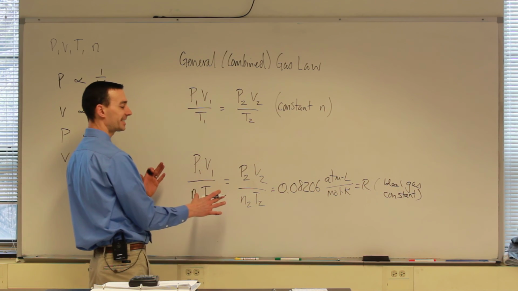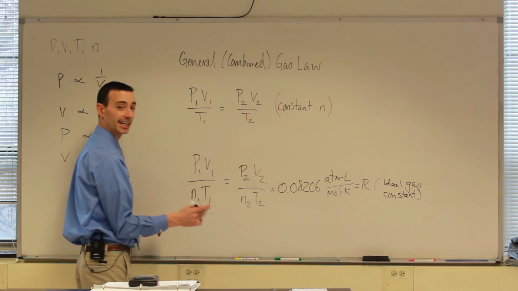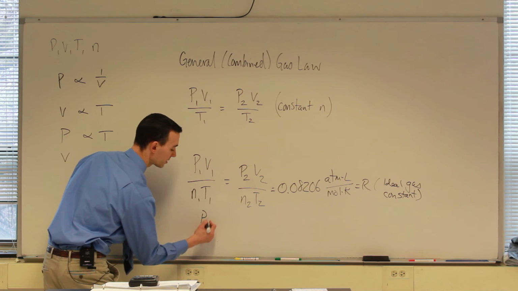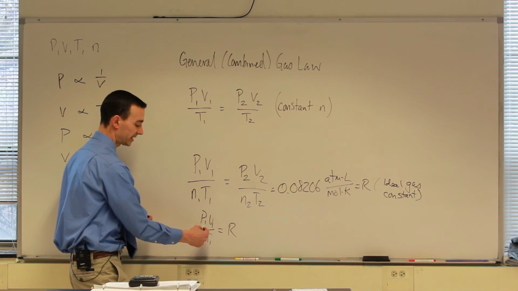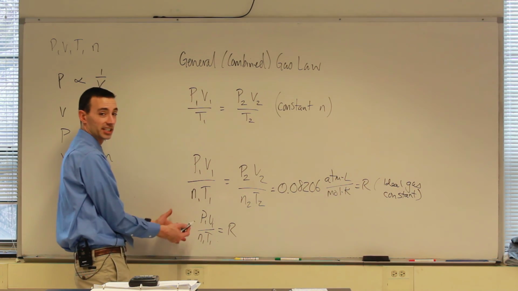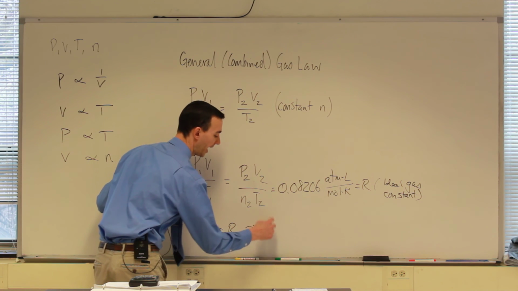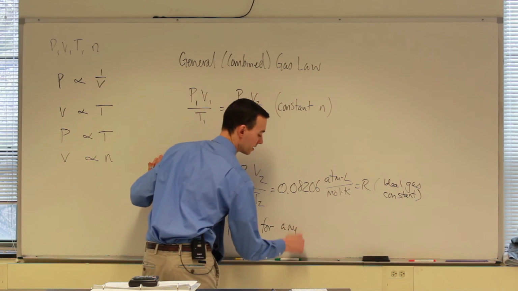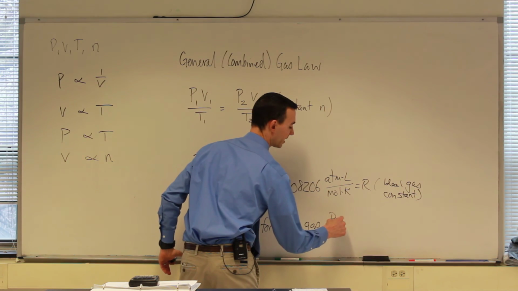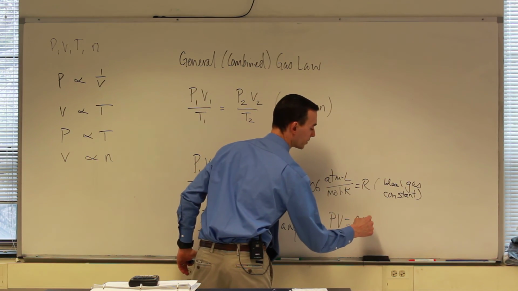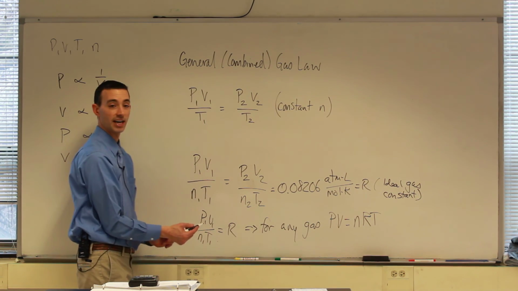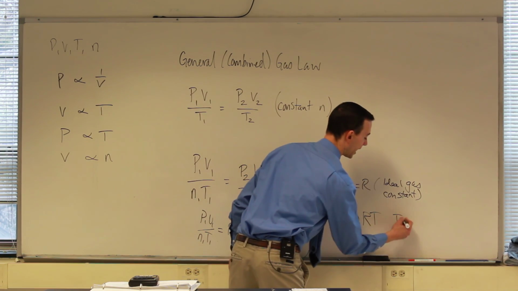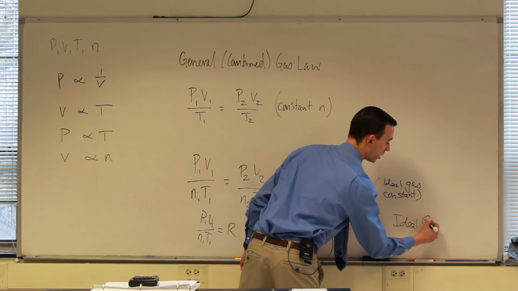And it negates then the need for having two different sets of equations because P1 V1 over N1 T1 just equals R now. And we can say, well, we don't need to worry that this is condition 1 just for any gas. It turns out then that PV equals nRT, if we just multiply the NT to the other side. And this is what we call the ideal gas law.